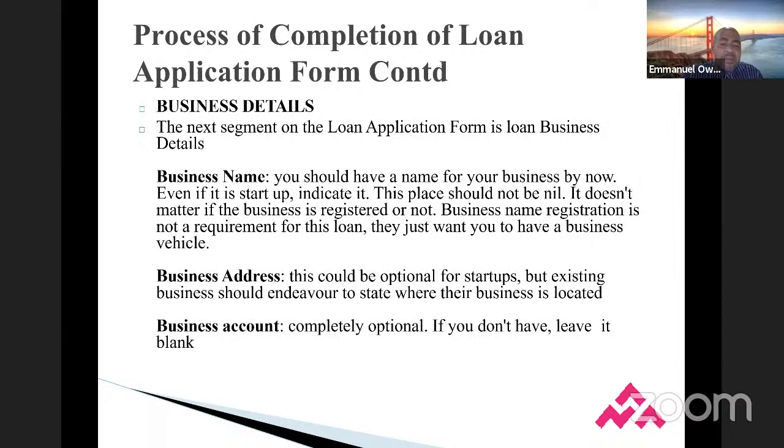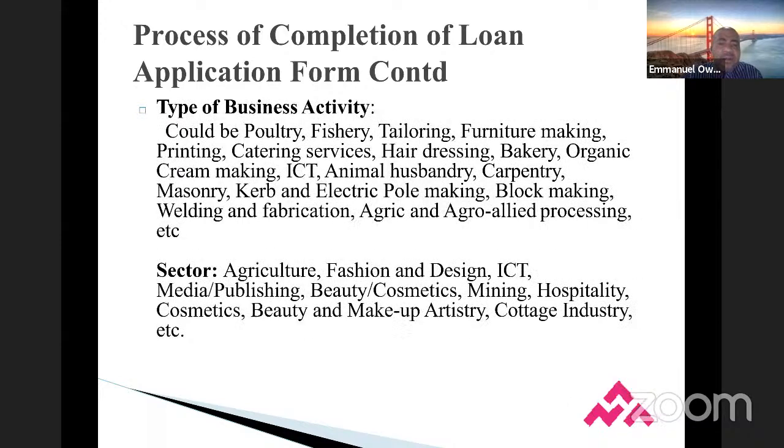Your business name, business address, business account if you have one, type of business activity, and then the sector. The sector is always the major sector. Like I said, poultry, fishery, all those are agricultural sector. Tailoring, fashion and design, and so many things like that.